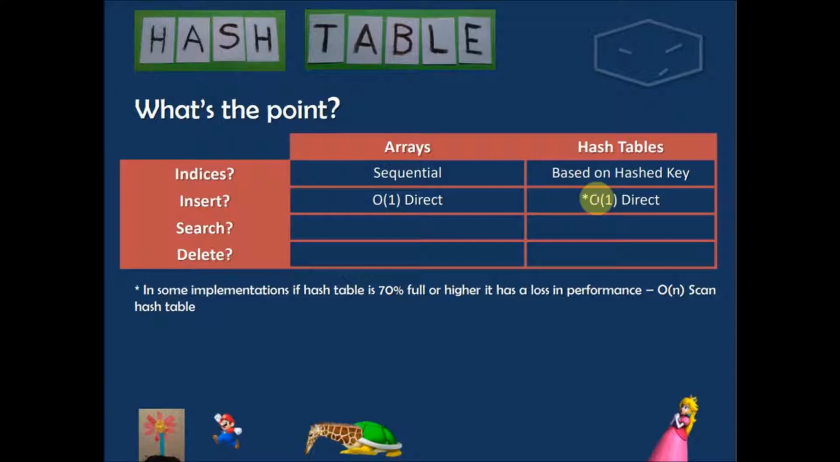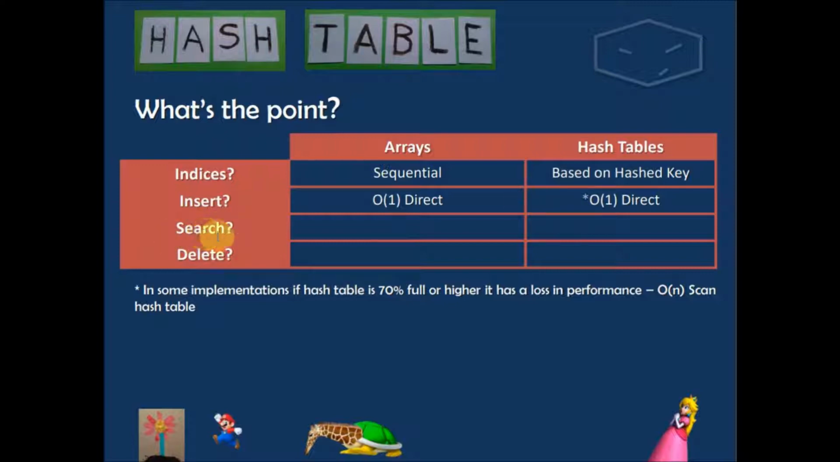So we didn't gain anything, and also we have the star that says in some implementations when the hash table becomes full it has a big loss in performance. Okay, so sometimes it can even be worse than arrays. At this point we don't have any advantage, right?